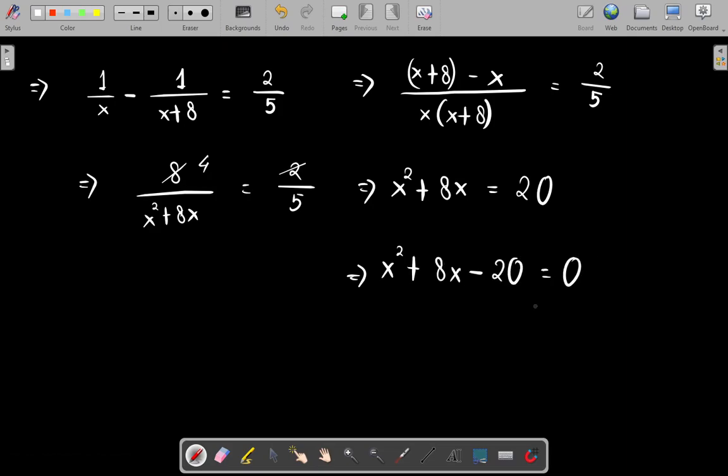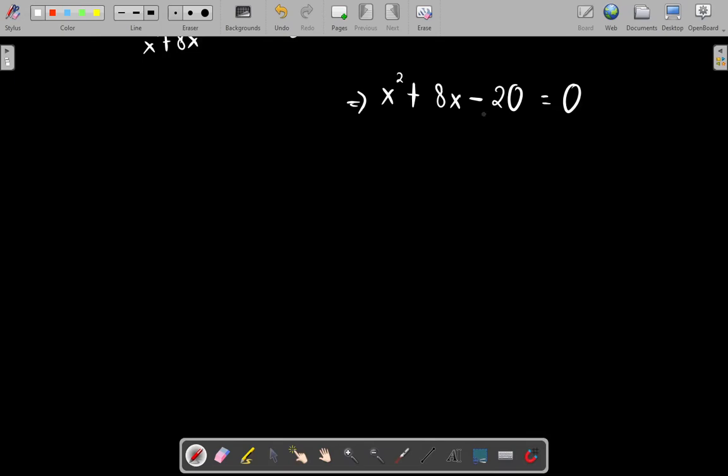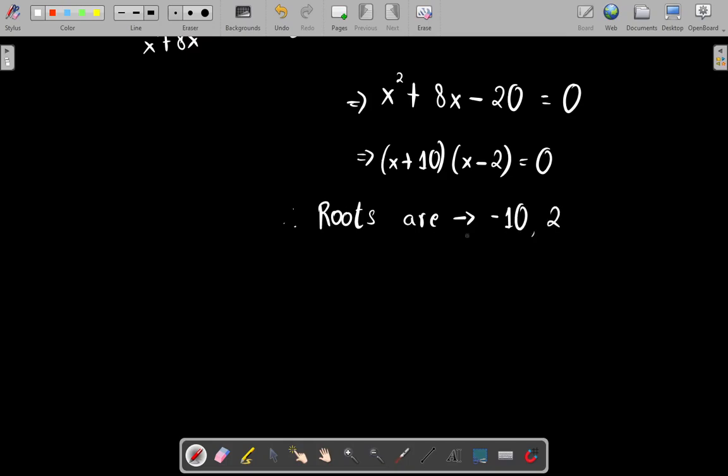Okay, so we were to find the product of all values of x satisfying the equation. So we can factorize it, this is minus 20, right? So minus 20 will be 10 times minus 2. We can do it like that, this will become x plus 10 times x minus 2. So the roots will be minus 10 and 2. Therefore, product of roots will be minus 20. Minus 10 times 2, minus 20. Okay, so this is the final answer.